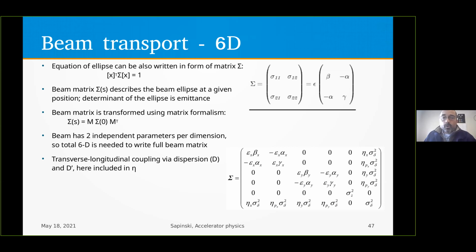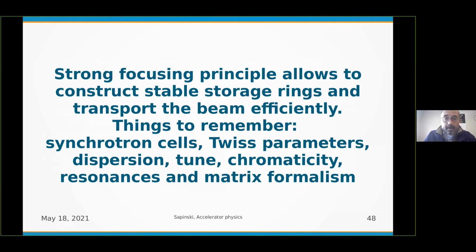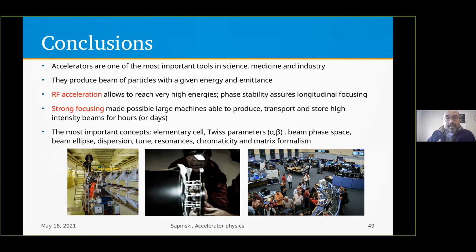All right, so this is my last slide, and this was the introduction to accelerator physics. I go right to the conclusions. I hope I convinced you that accelerators are one of the most important tools in science, medicine, and industry. They produce beams of particles with given energy and emittance.